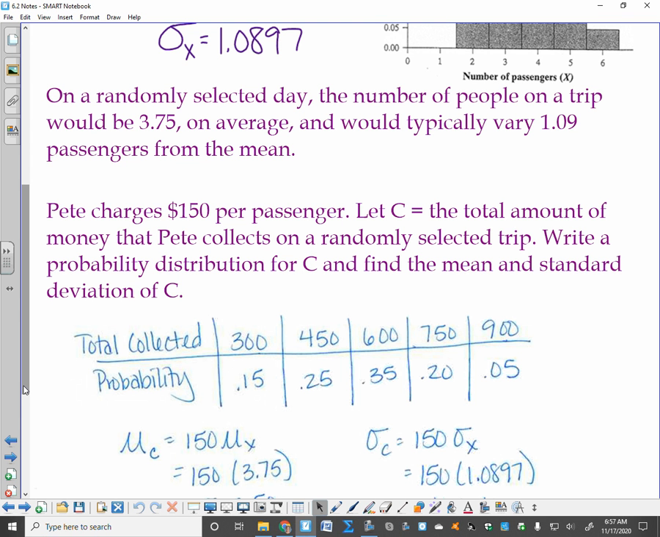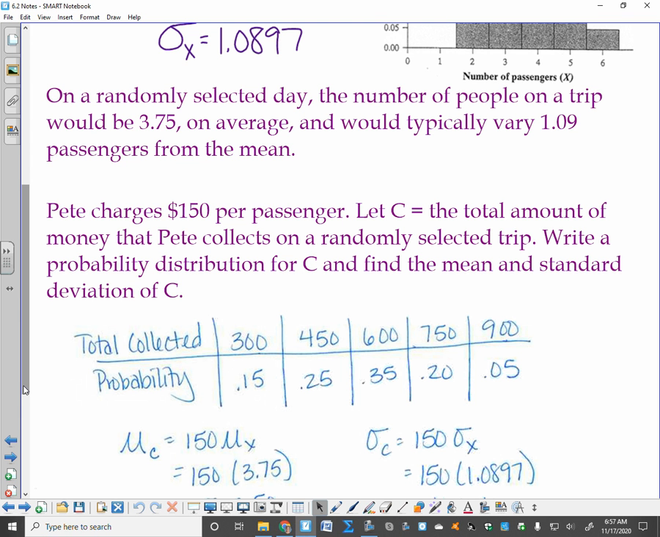Pete charges $150 per passenger. We have a new variable. Let C equal the total amount of money that Pete collects on a randomly selected trip. Write a probability distribution for C and find the mean and the standard deviation of C.